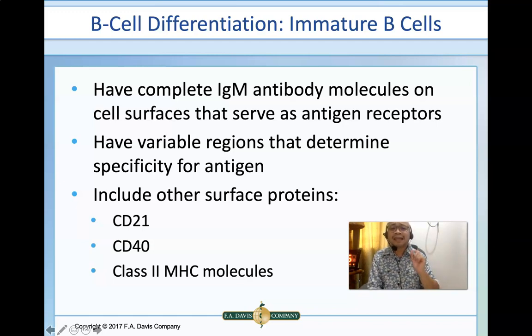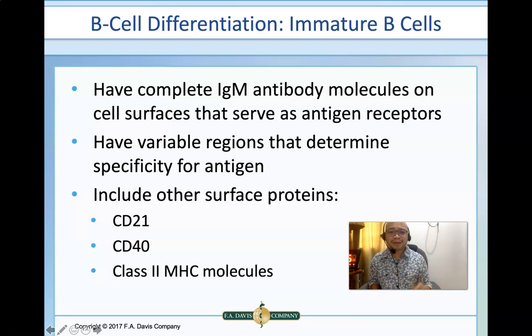Anyway, so the IgM antibody on the cell surface has variable regions, and it's very important because the variable regions will determine the specificity for antigen. This way, the antibodies that we will be producing will only be specific for a certain antigen. Let's say, for example, you develop antibodies against SARS-CoV-2, the causative agent of COVID-19. Those antibodies will only work against SARS-CoV-2 but not against hepatitis B. That's what you call specificity.